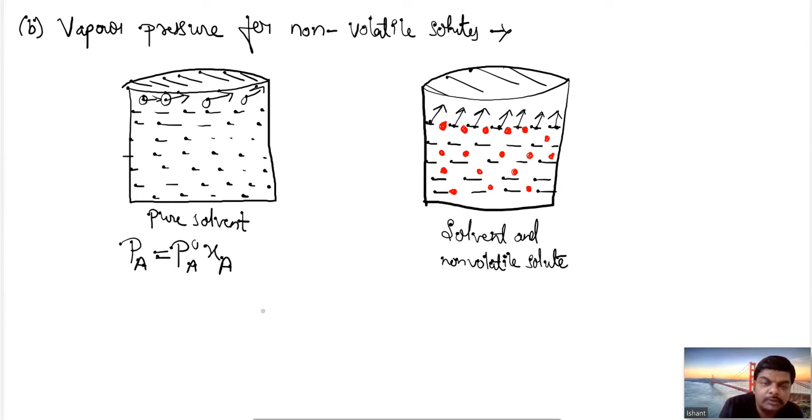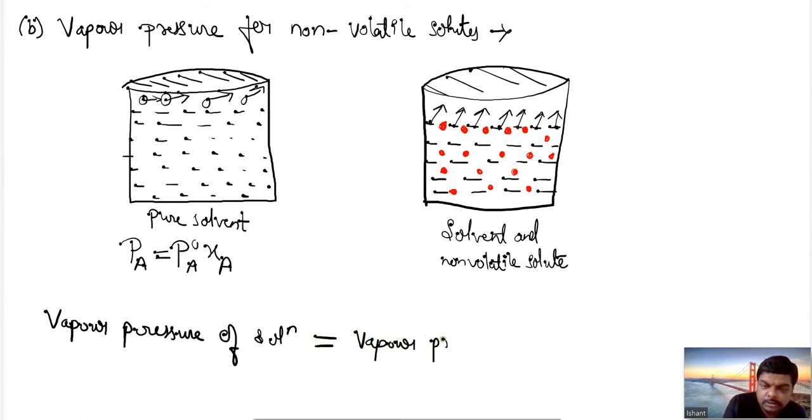The mole fraction of the vapor pressure is generally depending on whom in this particular condition? Here it is depending only on the solvent. No solute particles are getting vaporized here. Due to this reason, the vapor pressure of the solution will be equal directly to the vapor pressure of the solvent in the solution, because the solute is not getting vaporized here.